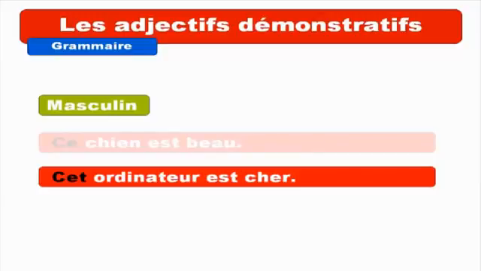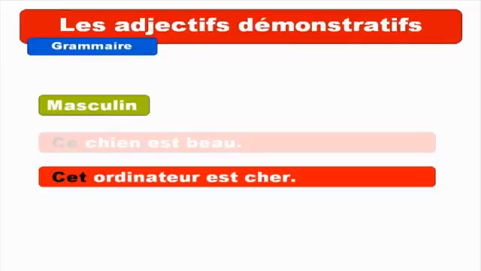In this case, as you can see, ordinateur is starting with O, so a vowel. In this case you will have to put the second form of the masculine, so it's cet. Alright? So you pronounce it like cet ordinateur est cher. Okay, so actually no pause, no break between cet and ordinateur. Alright, so let's repeat it together. Cet ordinateur est cher.